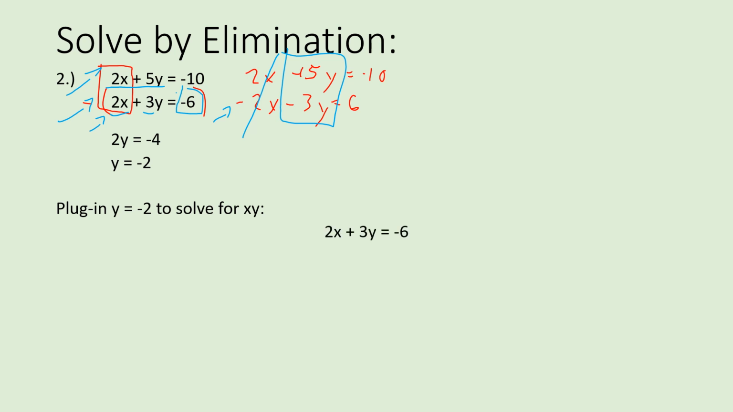All right, so 2x plus 3y equals negative 6. Plug in a negative 2 for that y. So 2x plus negative 6, or minus 6, equals negative 6. Okay, we get 2x equals 0, and we move that to the other side, x equals 0.